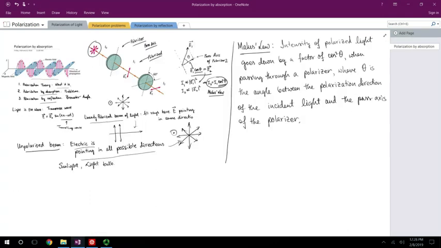So let's give a formal statement of Malus law. What Malus law says is that the intensity of polarized light goes down by a factor of cosine squared theta when passing through a polarizer, where theta is the angle between the polarization direction of the incident light and the pass axis of the polarizer. So that's the idea of polarization of light. We will now use this idea in problems on polarization.